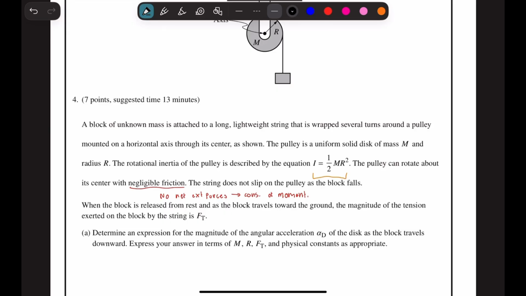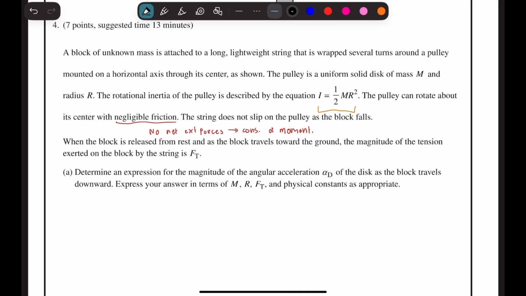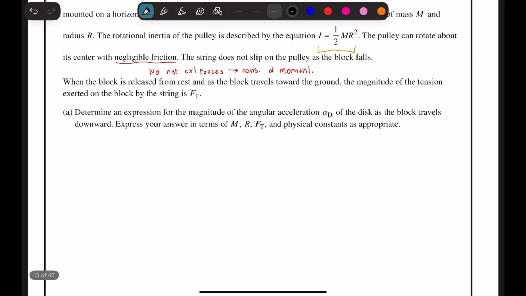And also the string does not slip on the pulley as the block falls. When the block is released from rest and as the block travels toward the ground, the magnitude of the tension exerted on the block by the string is Ft. Determine an expression for the magnitude of the angular acceleration of the disk as the block travels downward. Express your answer in terms of m, r, Ft, and physical constants as appropriate.